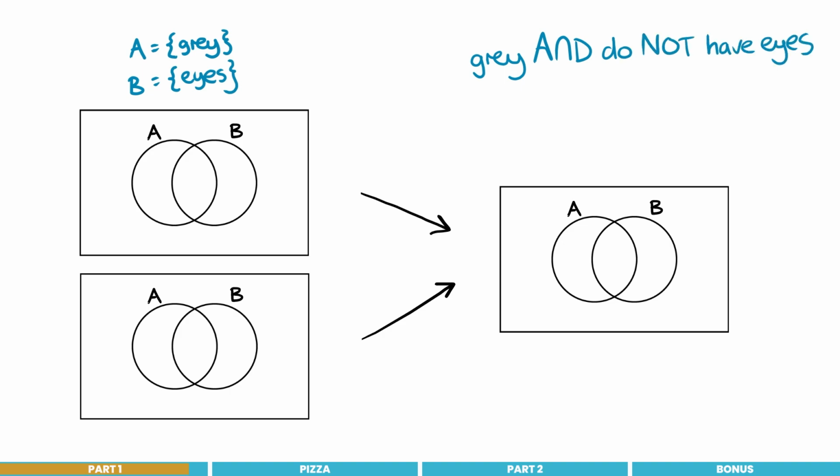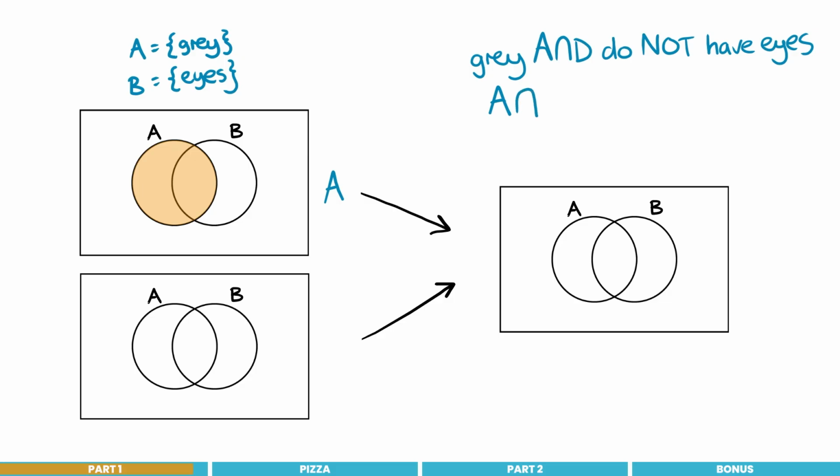First, how would we write this out in Fancy Pants language? Well, first off, we've got things that are grey. Well, this is just our set A, that's easy enough. And then let's actually draw the area for this below. Then it's "and" something. So we need to use our intersection symbol.